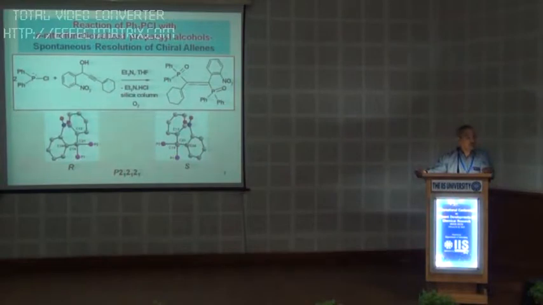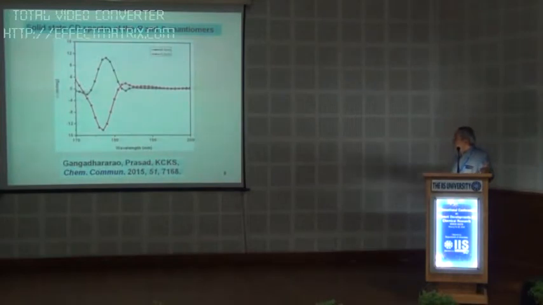But the interesting thing is that initially there was nothing chiral. I am not using any chiral auxiliary or any such thing. We were able to separate the two enantiomers directly here. That is the point over here, and that is a topic of interest for many people. Now, the circular dichroism also showed that.